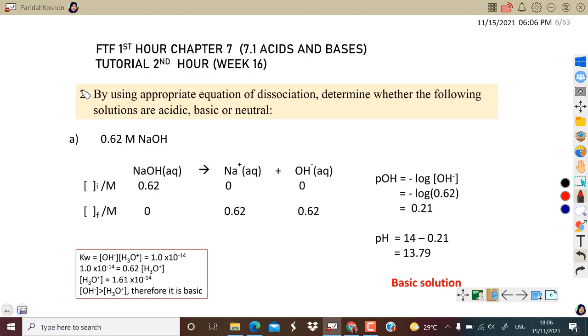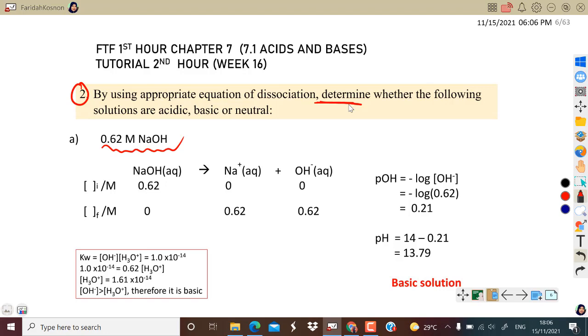Okay, this is the question. By using appropriate equation of dissociation, determine whether the following solutions are acidic, basic or neutral. Okay, let's say kita refer kepada soalan A, we have 0.62 molar sodium hydroxide. By using our prior knowledge, pengetahuan sedia ada kita, kita memang tahu sodium hydroxide it is a basic solution. But we have to determine macam mana kita nak tentukan dia tu adalah basic solution.